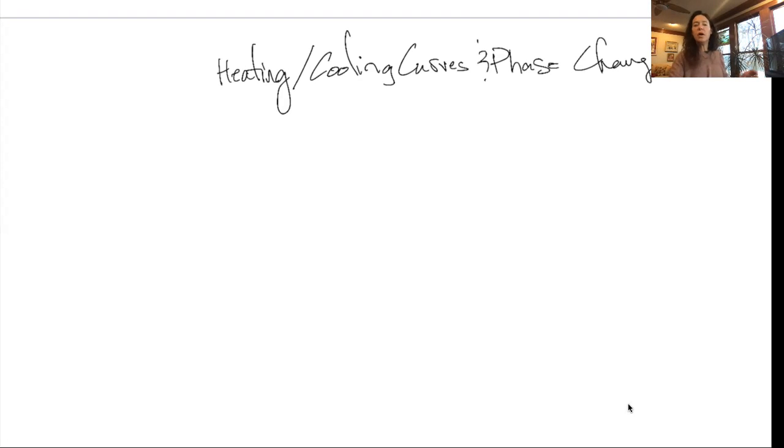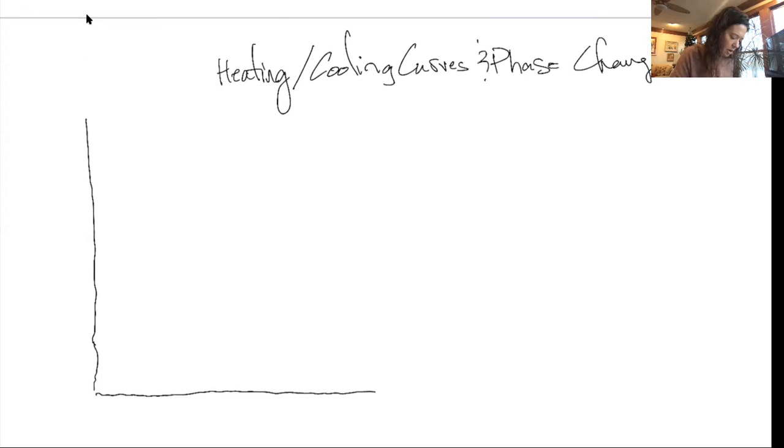All right, heating and cooling curves and phase changes. Let's look at a heating curve. A heating curve is actually a graph, and a cooling curve is actually a graph. They are opposite of each other.